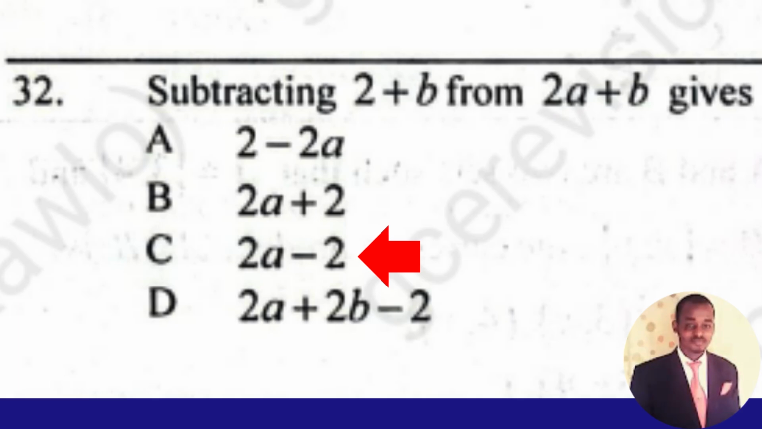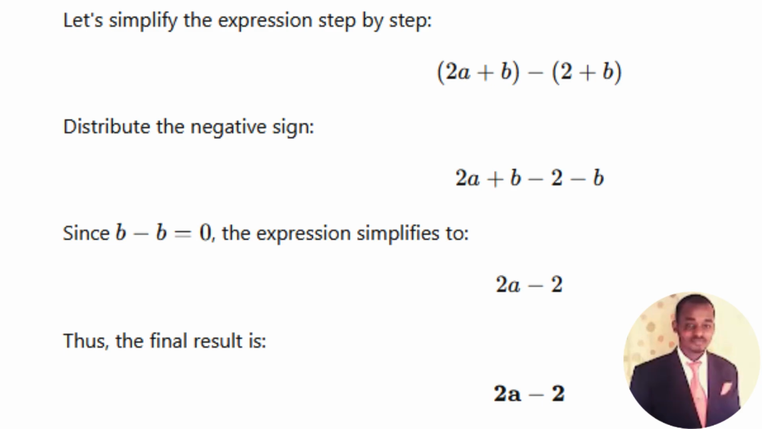Subtracting 2 plus b from 2a plus b gives, the correct answer is 2a minus 2. How do we come about this answer? Let's simplify the expression step by step. You can see here how we distribute the negative sign: 2a plus b minus 2 minus b. Then since b minus b equals 0, the expression simplifies to 2a minus 2. That is how we came about the final result.